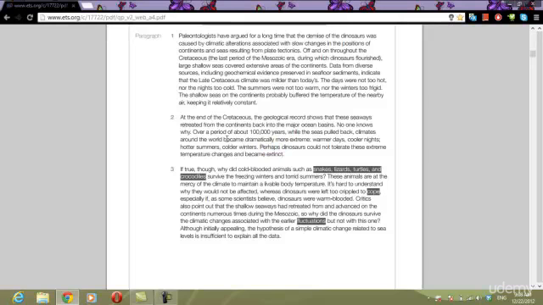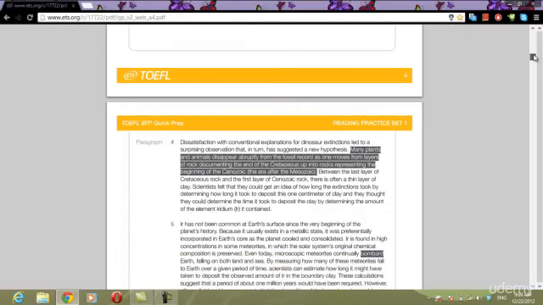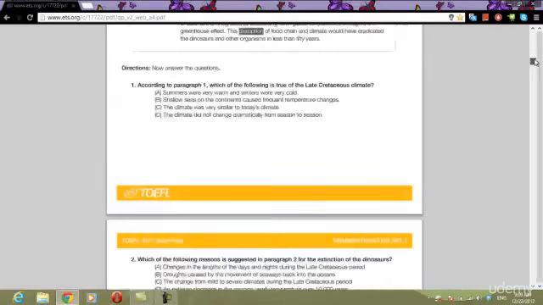Over a period of 100,000 years, while the seas pulled back, climates around the world became dramatically more extreme. Warmer days, cooler nights, hotter summers, colder winters. Perhaps dinosaurs could not tolerate these extreme temperature changes and became extinct. Alright, now we can find our answer choice. What can we infer from this? There are a lot of changes that were extreme, and the dinosaurs could not tolerate these extreme changes. So let's see what's suggested.